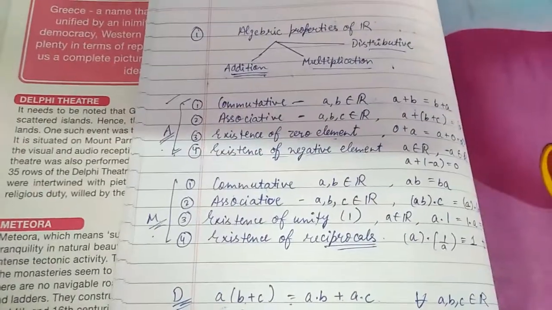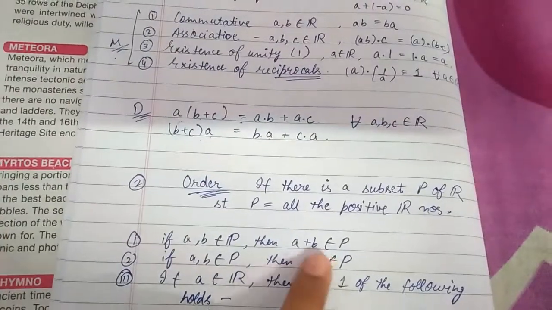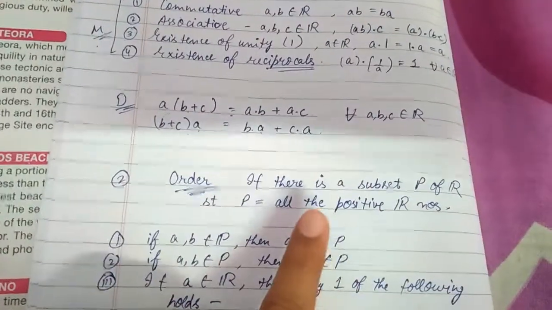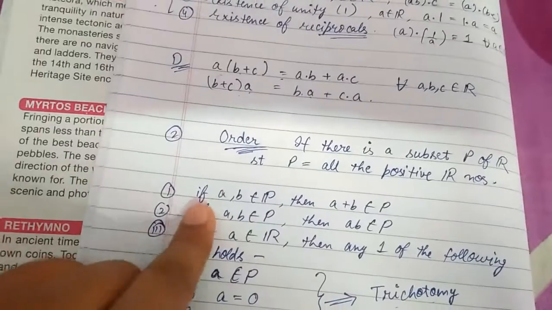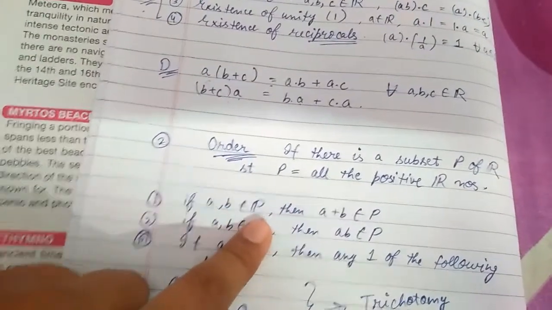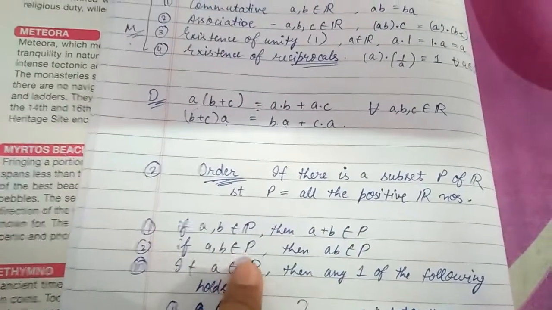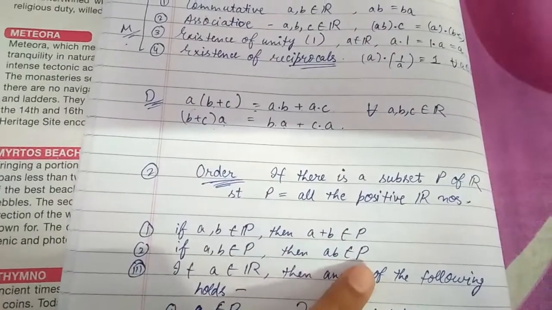Now let's move on to the second property of real numbers, that is the order properties. The order property states that if there is a subset P of real numbers such that P is the set of all the positive numbers, then the following are true. If a, b belong to P, then a plus b also belongs to P. And if a, b belong to P, then the product a dot b will also belong to P.